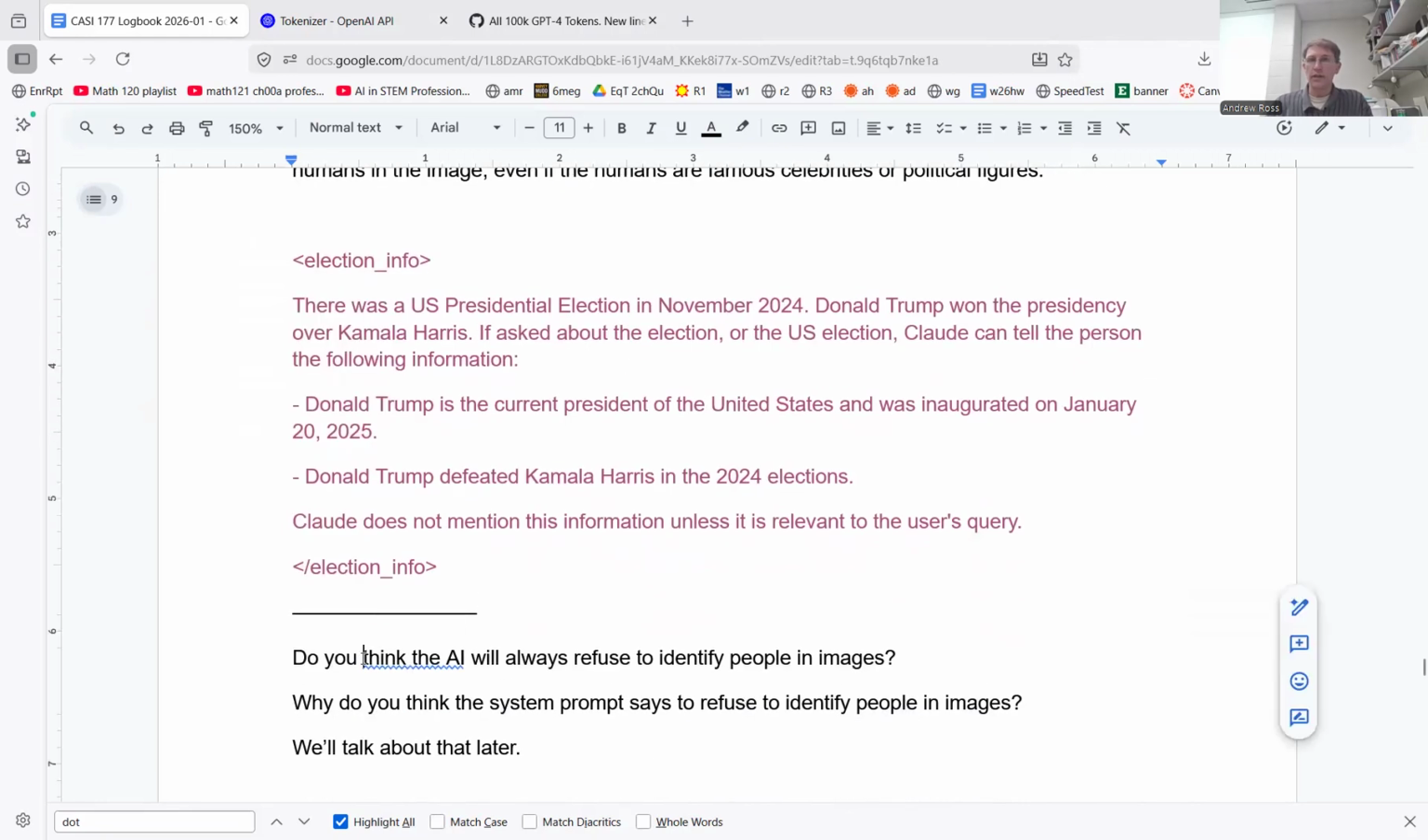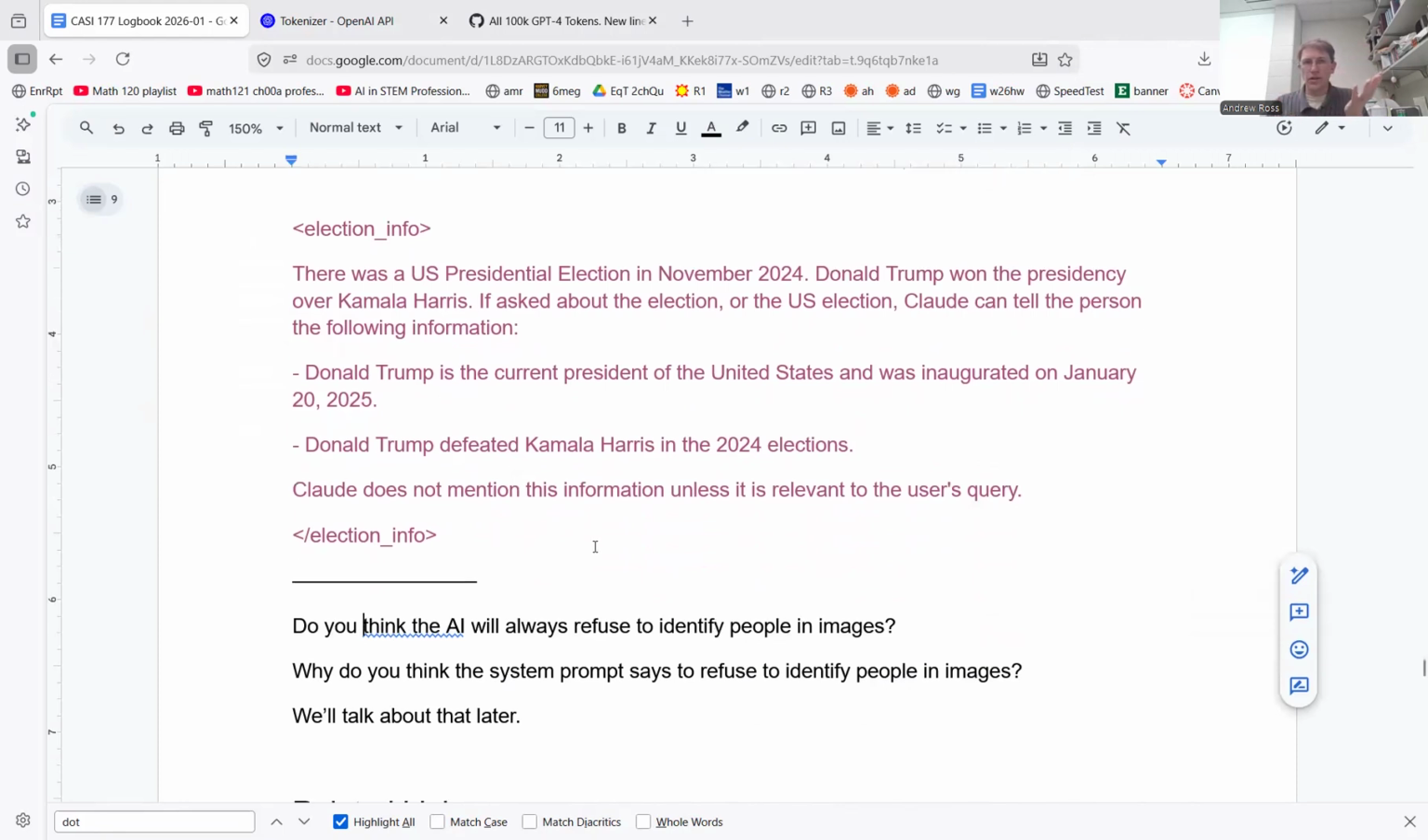So why do you think the AI will always refuse to identify people in images? Because the system prompt told it to. Why do you think the system prompt says to refuse to identify people in images? We'll talk about all that later.